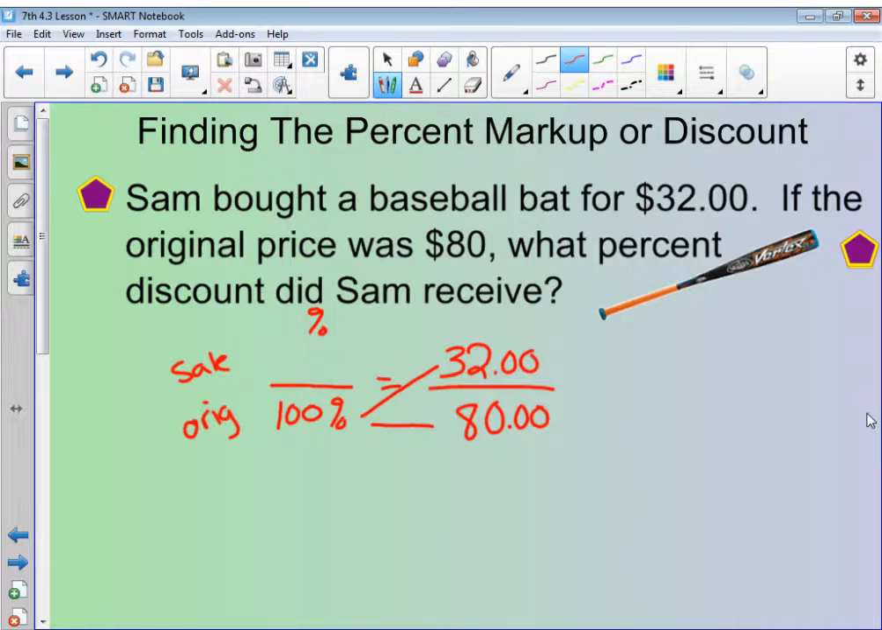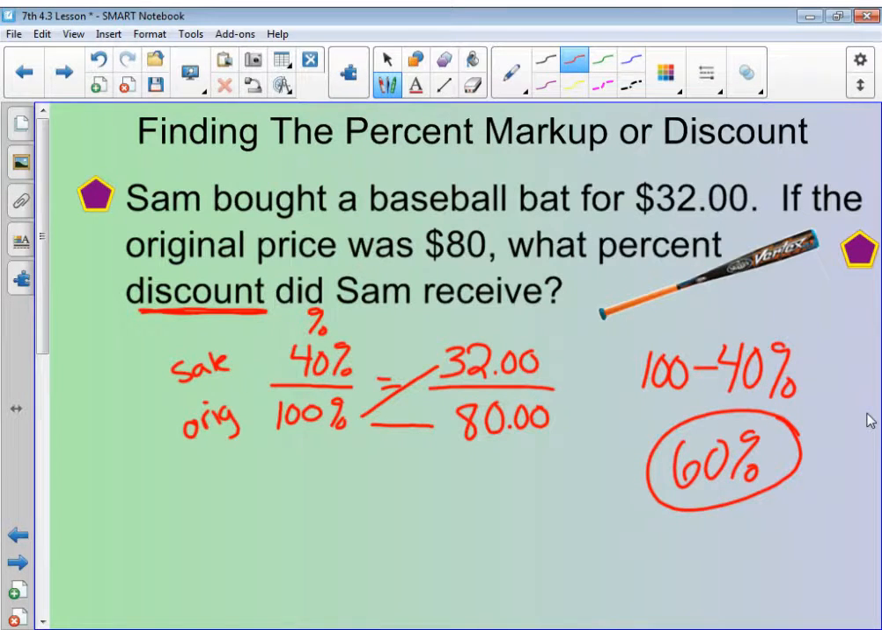If I took $32 times 100, it would give me $3,200. Then I'm going to divide that by $80, and when I do that, I get 40. Now, here's the thing that you have to remember. He did not get a 40% discount. That's the percent price that he paid. To figure out what percent discount he got, we take our original 100% minus the 40% that he paid, which tells us he got a 60% discount.